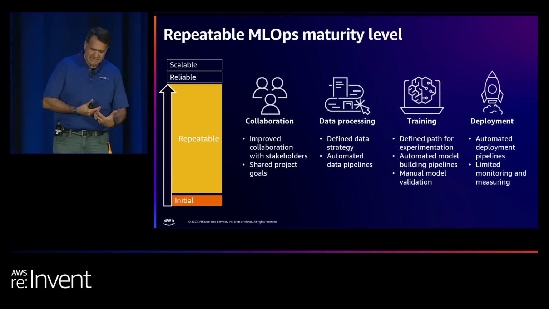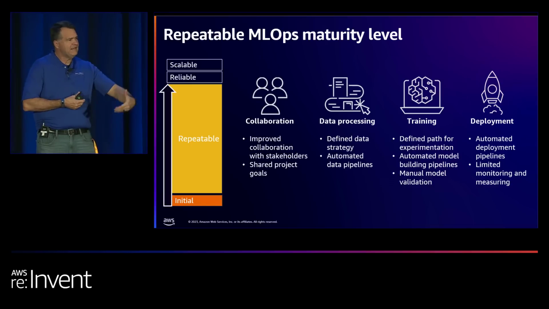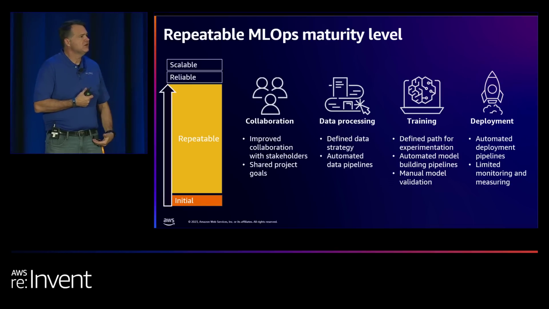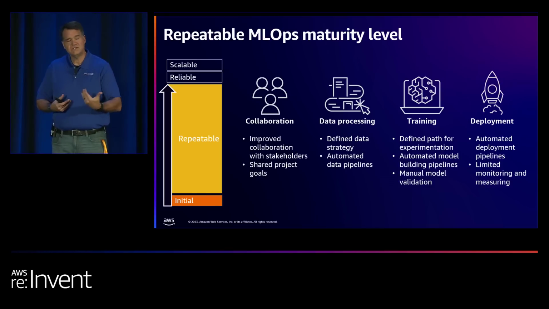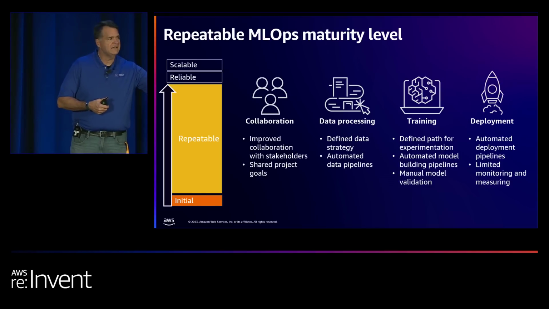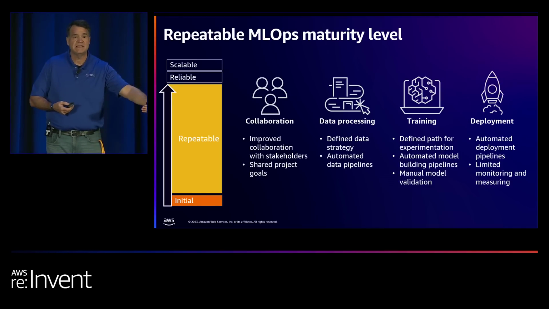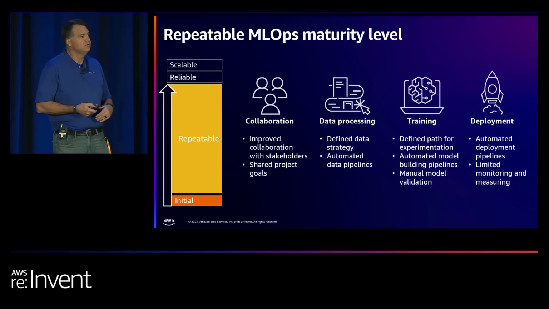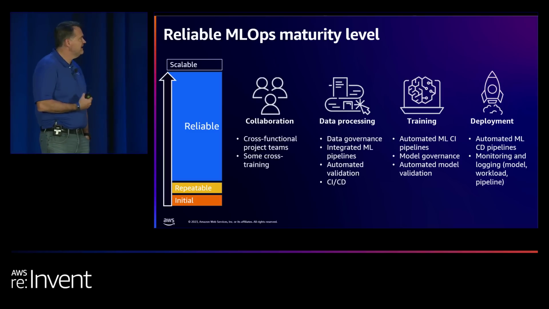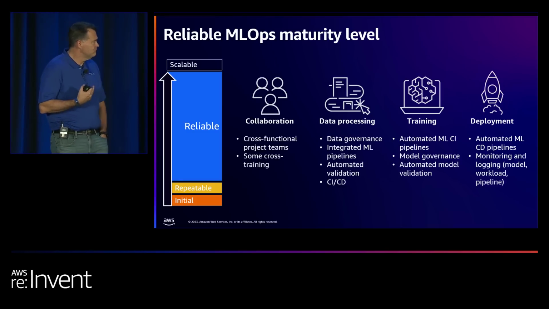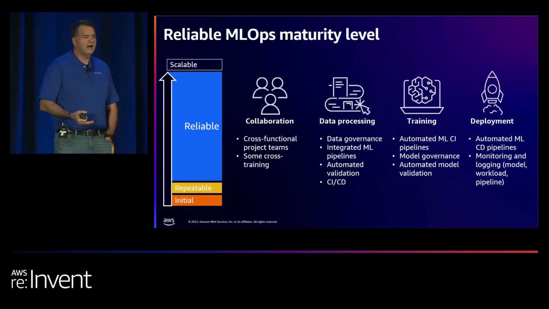We have defined paths for training. Automatic training pipelines start to emerge here. Our tools here start to automate a lot of these tasks that used to be done manually in notebooks, and we're moving that into an automated tool. And then automated deployments, of course, come out of that. And in the reliable phase now, okay, more cross-training, more automated validation, more automated testing is happening. Things are validated.